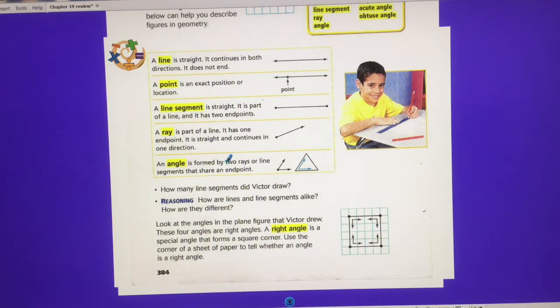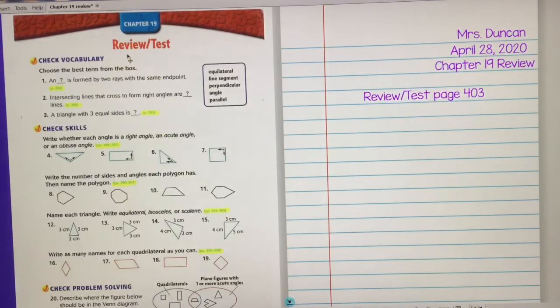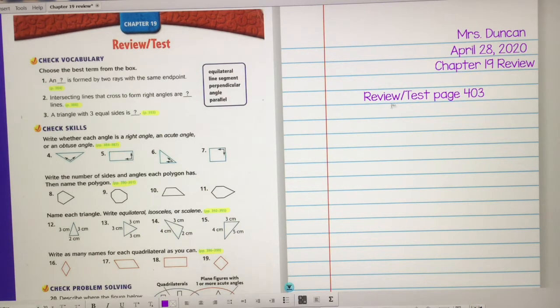It asked about two rays with the same endpoint, right? That share an endpoint. So if I go back to number 1, an angle is formed by two rays with the same endpoint. Okay, so I'm going to come over here, type number 1. An angle is formed by two rays with the same endpoint.